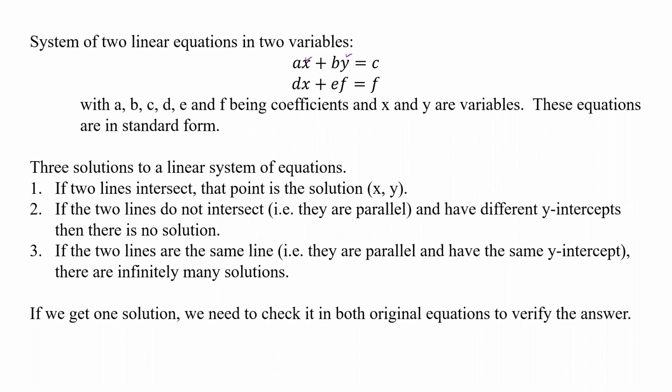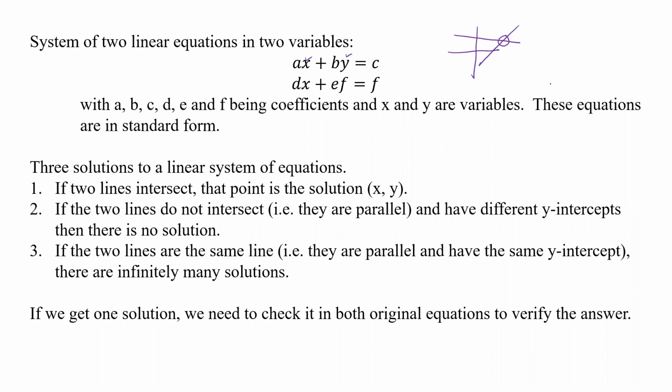There are three solutions to a linear system of equations. If the two lines intersect, so maybe we have our coordinate system and one line going like that and another line going like that, that intersection is the solution to x, y. And it's an ordered pair x, y.